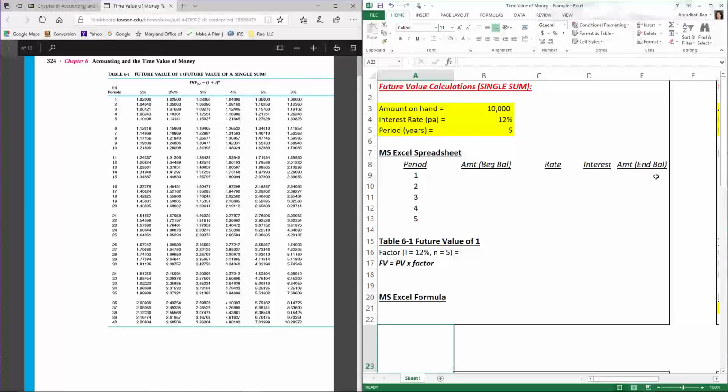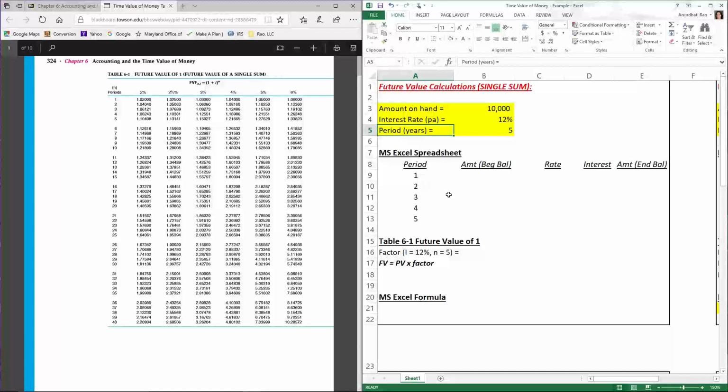Let's take a look at calculating the future value of a single sum. In this example, we assume that we have $1,000 to invest. The interest we're going to earn is 12% per annum, and we're going to keep the money invested for a period of 10 years. I'm going to show you how you can do this calculation 3 different ways.